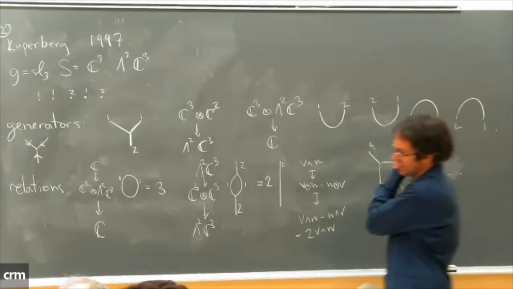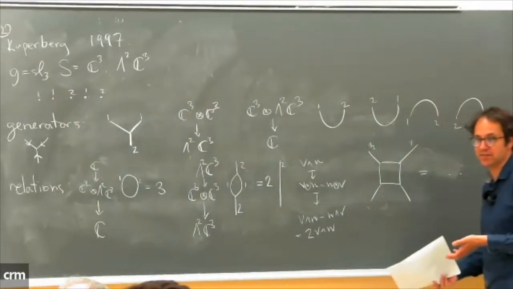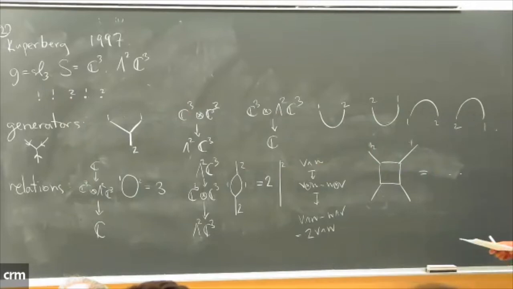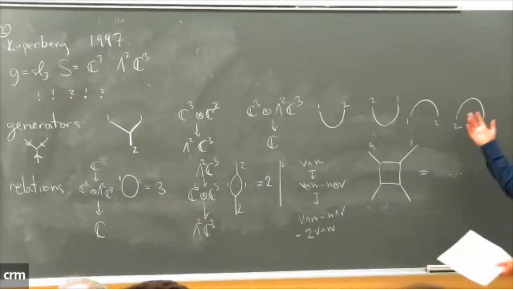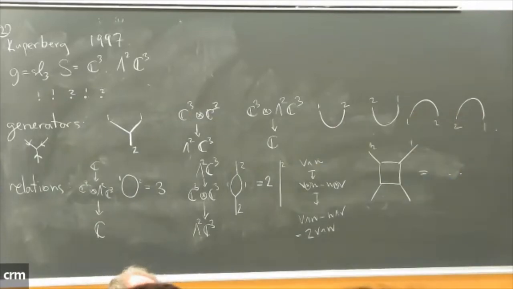And Kuperberg did this not just for SL3, but also for the other two rank 2 Lie algebras. He also wrote diagrammatic lists. And he proposed the problem of trying to do this for every semisimple Lie algebra. So the next development in this subject, I would say, was a student of Kuperberg named Kim, who worked on SL4.